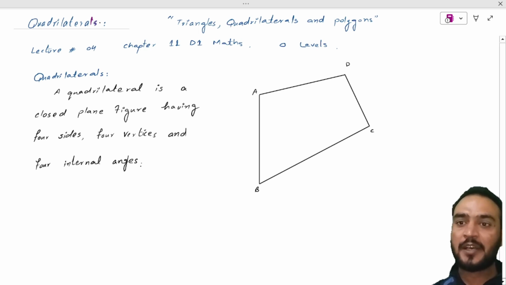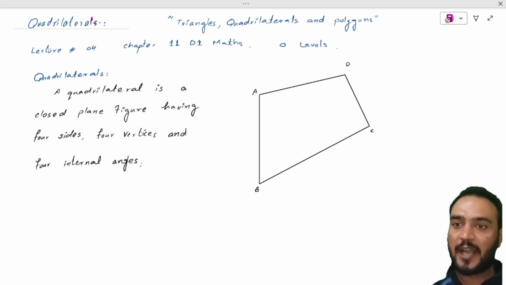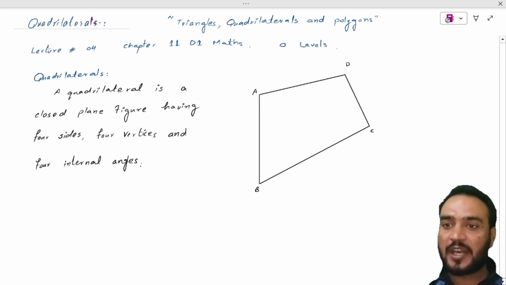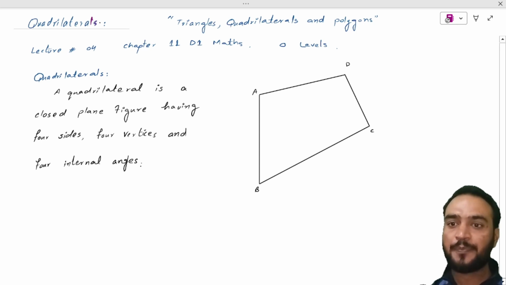Quadrilaterals, and polygons. This is chapter number 11, D1 Maths O levels, and in this lecture, we will discuss the quadrilaterals and types of quadrilaterals. The definition of quadrilateral is written in front of you. A quadrilateral is a closed plane figure having four sides, four vertices, and four internal angles. You can see the quadrilateral which is drawn in front of you.